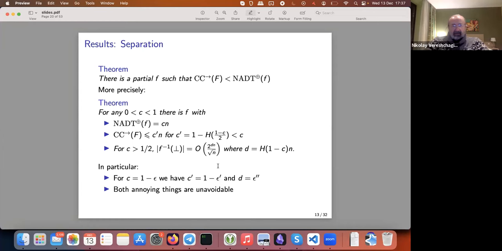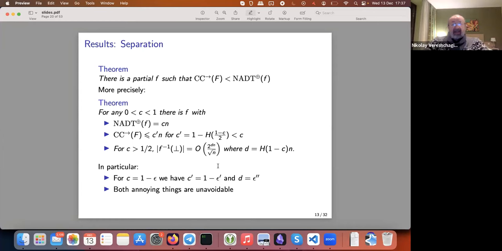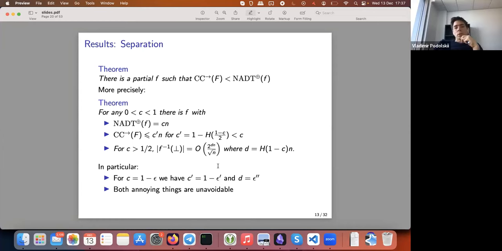Right, and this is true only for C greater than 1/2. So it's only for large complexity. You can see that C is greater than 1/2. So we have this reasonably small number of undefined points only for a rather large decision tree complexity, which should be at least n/2.